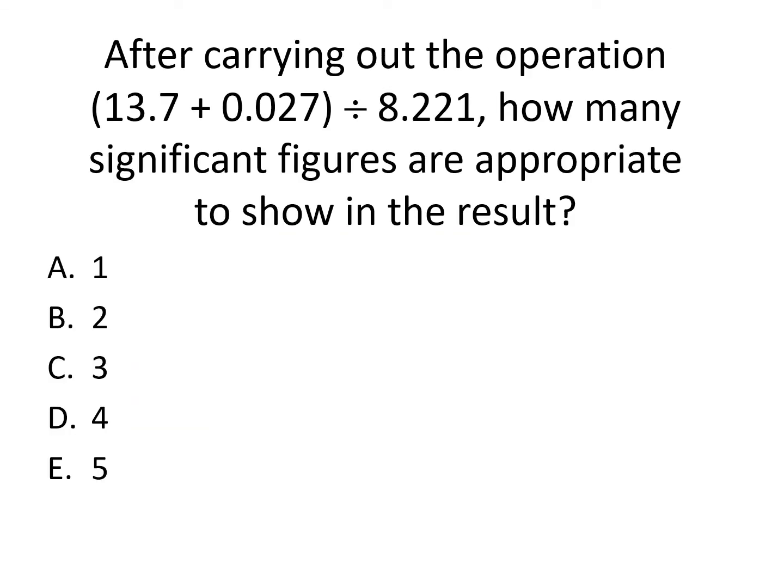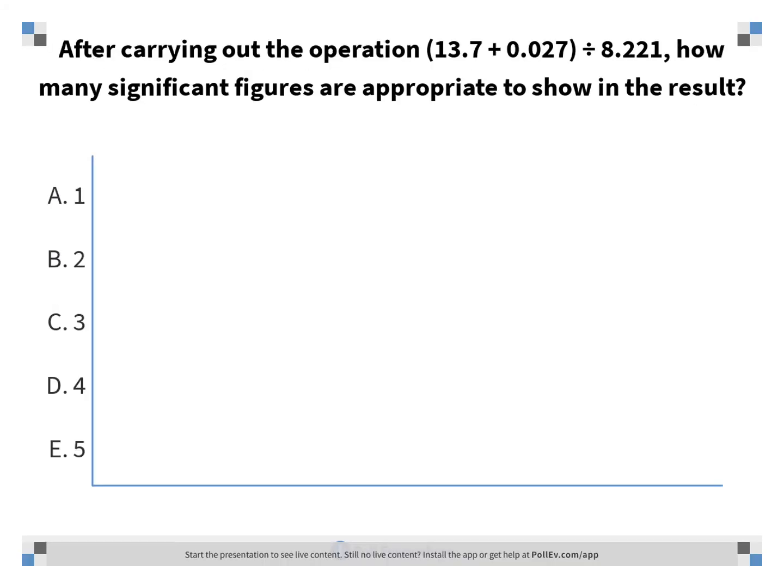After carrying out the operation (13.7 plus 0.027) divided by 8.221, how many significant figures are appropriate to show in the result? Is it A, 1, B, 2, C, 3, D, 4, or E, 5? The correct answer is C, 3.